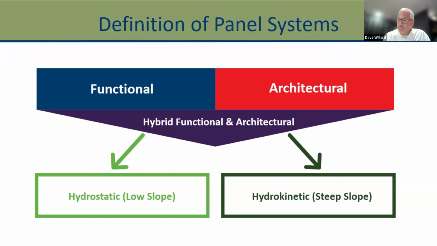So remember, early on, there were really just those two terms, functional or architectural. And now we have that hybrid where you can do both, which is even more important to understand the product design and what you're going after and what the building looks like, and even geographically, where is this building located or where is the project located, so we can make the right determination of, do you need hydrostatic, low slope, or hydrokinetic.